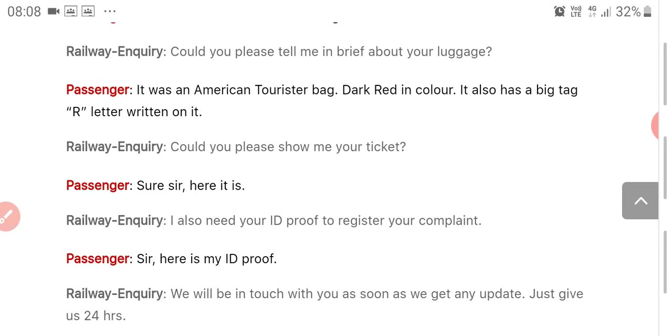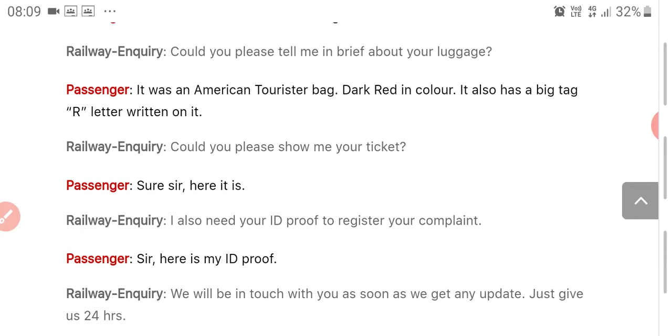So you need to describe in perfect, precise detail what the thing is that you lost. What kind of bag it is, what color it is, was there some picture or an image of something, or probably a script or something written on top of it? Was there a tear on it? You could mention those. Could you please show me your ticket?